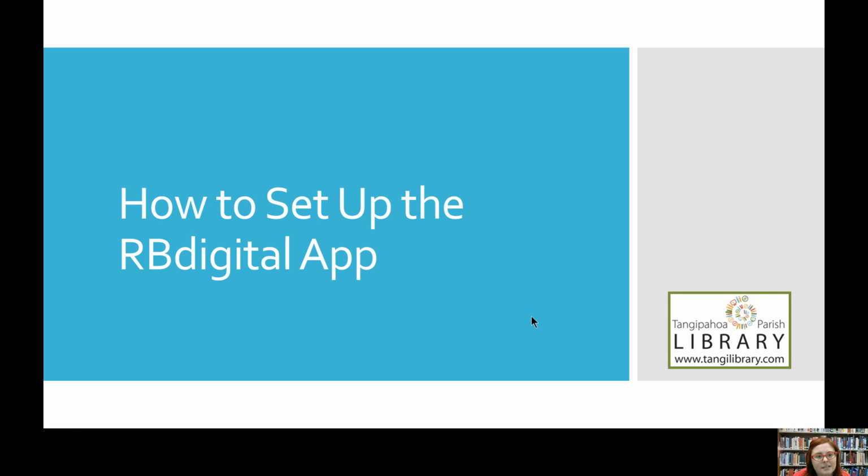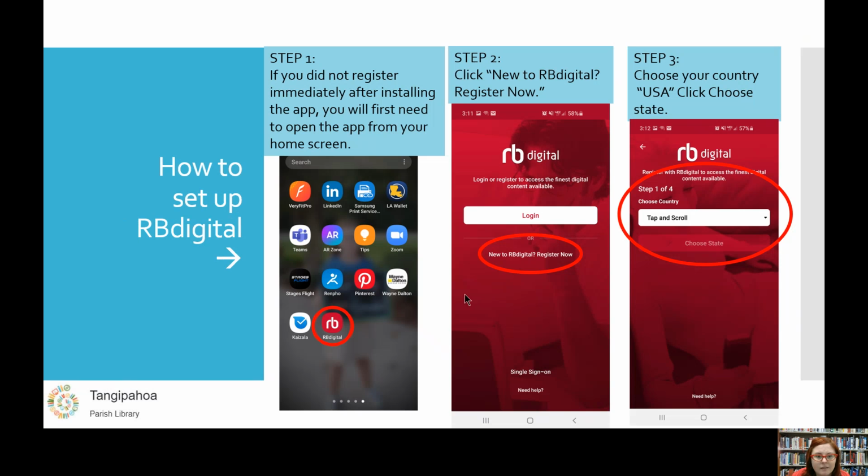Now let's talk about how to set up the RBdigital app. This is if you have installed the app on either a phone or a tablet. You will need to click on the RBdigital icon, and then you will get to this page. Since you have not registered yet, you will need to click on New to RBdigital, Register Now. Click there. It will now bring you through a few steps to register your account.